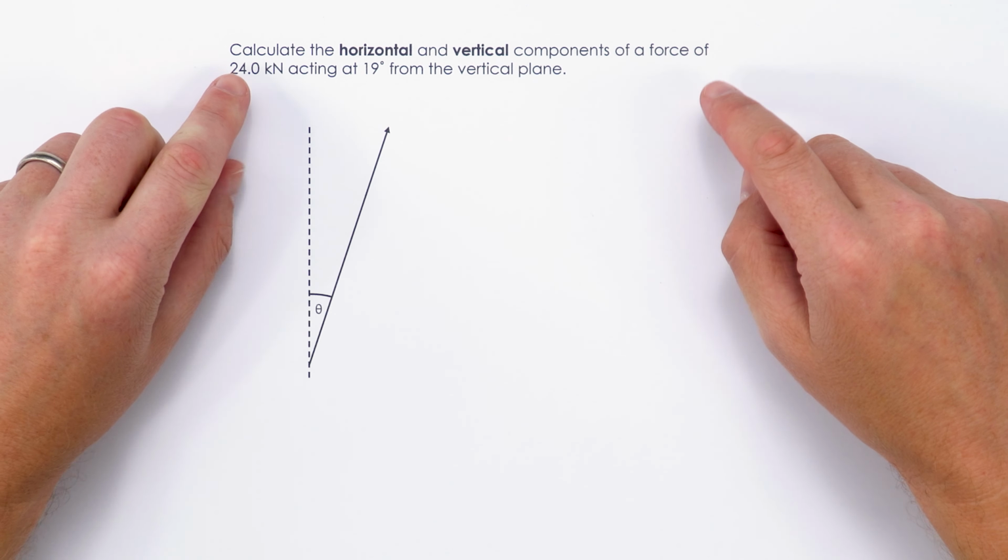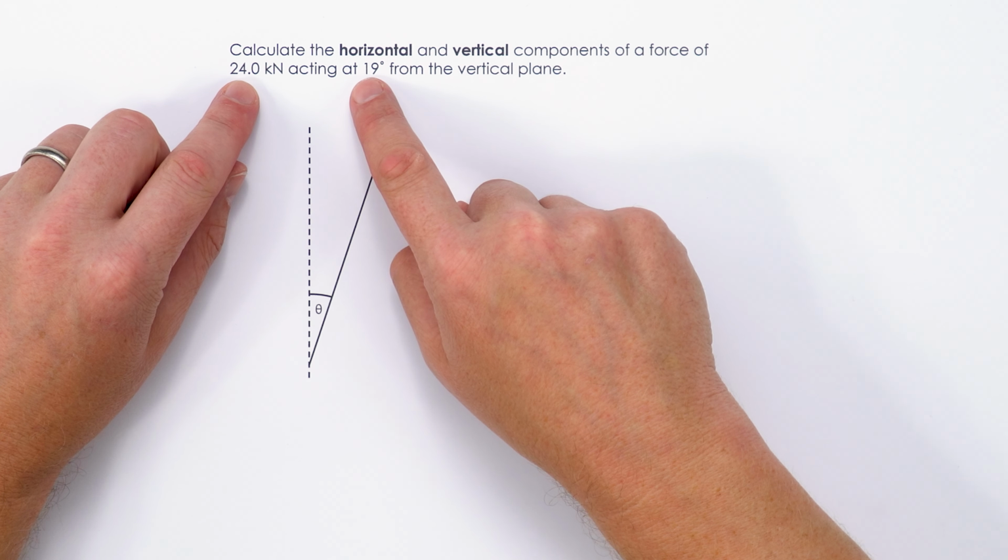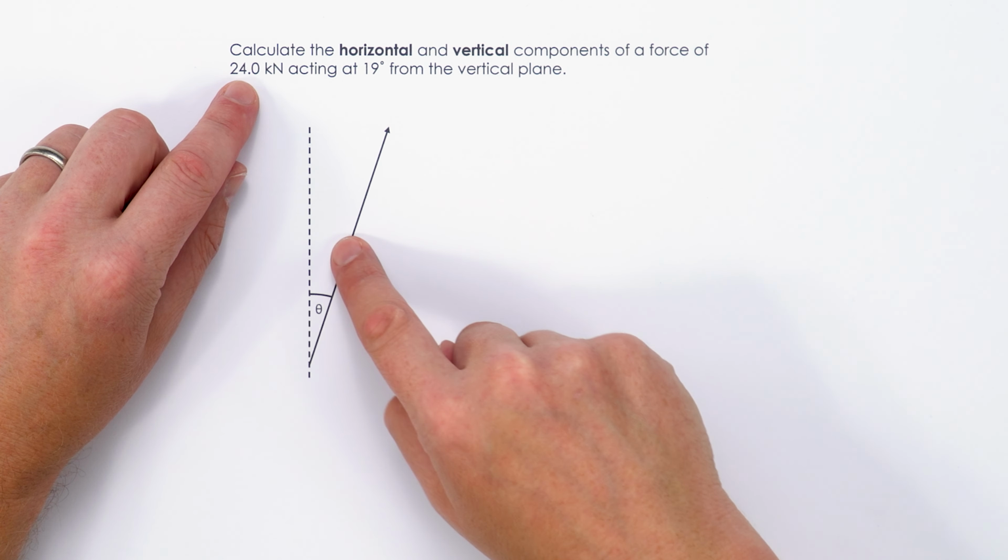In this example, we're going to be using trigonometry in order to work out both the horizontal and vertical components of a force. So we have a 24 kilonewton force acting at 19 degrees from the vertical plane, which is what this shows.